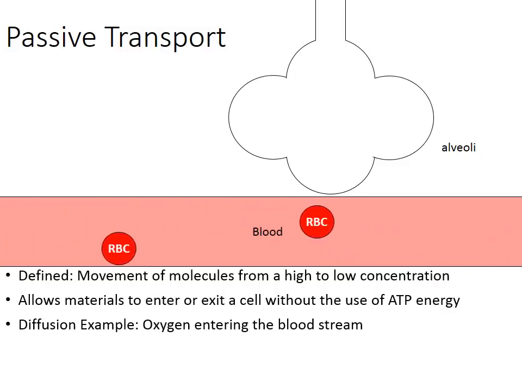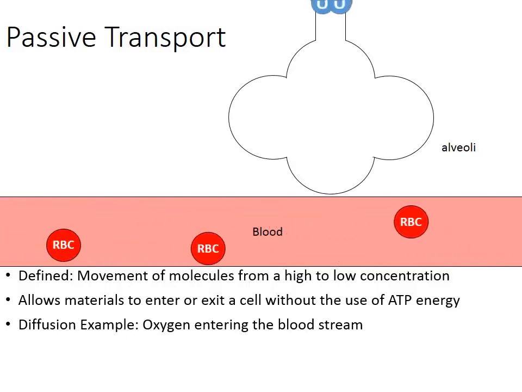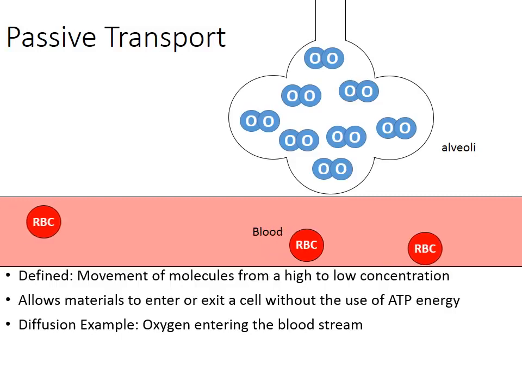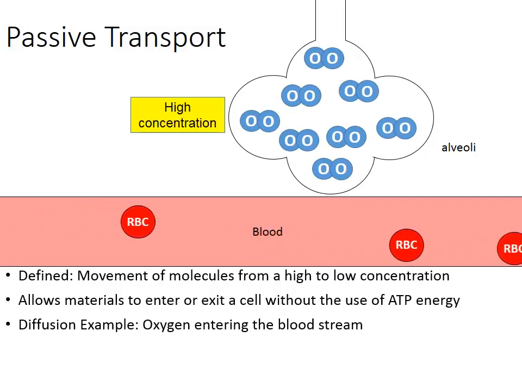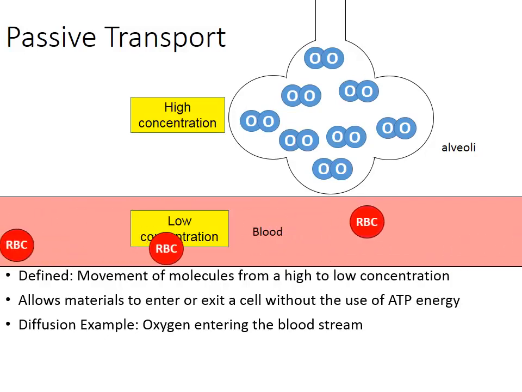You know, in our lungs, we have thousands and thousands of these air sacs called alveoli. And every time we inhale, the air sacs fill up with O2. They fill up with oxygen. And when that happens, I hope you can see there's a high concentration of oxygen in the alveoli, and there's a low concentration of oxygen in the bloodstream.